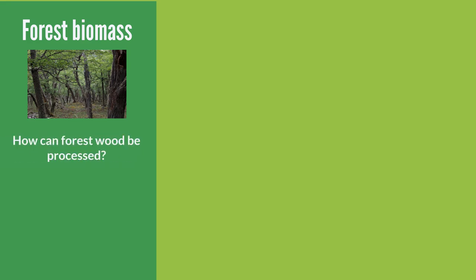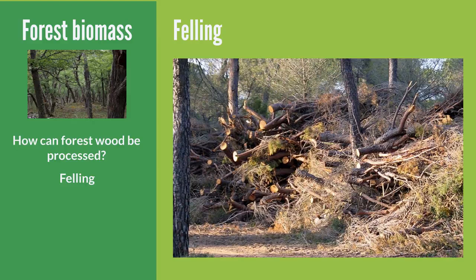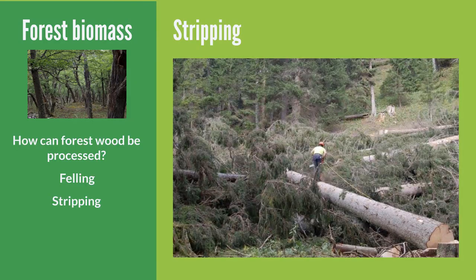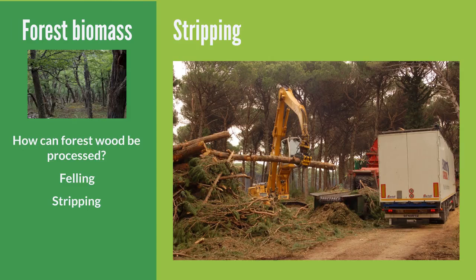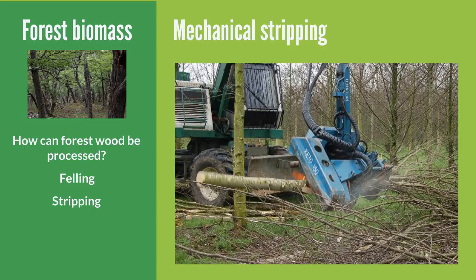How can forest wood be processed? Felling can be done manually or mechanically. When felling, trees are placed in the fall bed. After that, they can be stripped in the forest. That is, branches and leaves are removed. This can be done manually or automatically with a stripper.